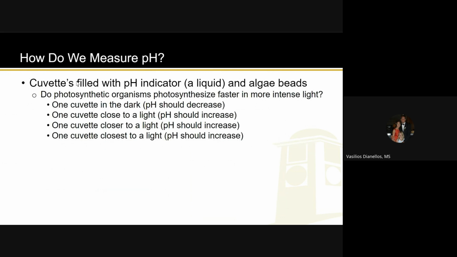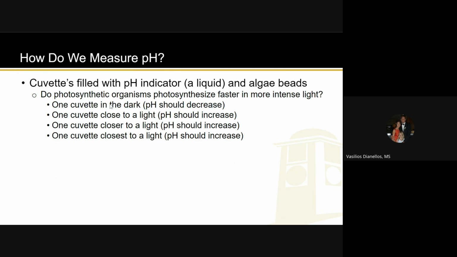All right, the first question is basically light intensity, right? How does light intensity affect respiration? Well, we're going to have one cuvette in the dark. That's going to be our control. We should expect it to decrease. If the pH does not decrease, that might indicate that all the algae beads in that cuvette are dead, right? Or there's something wrong with the pH indicator, right? Either way, that tells you that there might be something wrong. And if there's something wrong with that cuvette, then there might be something wrong with all these cuvettes, in which case all your results might be invalid. But we'll cross that bridge when we get there, and I'll also talk about that later in this video.